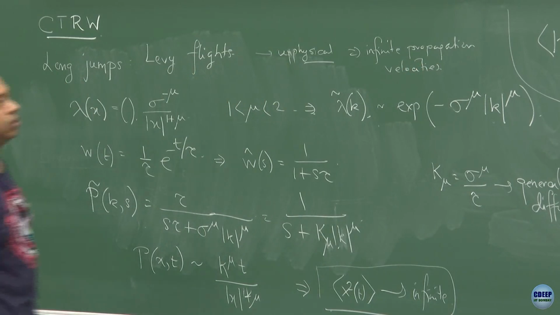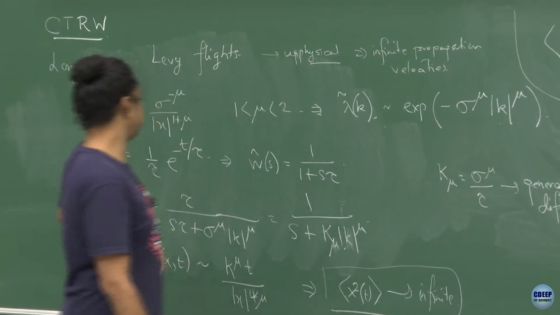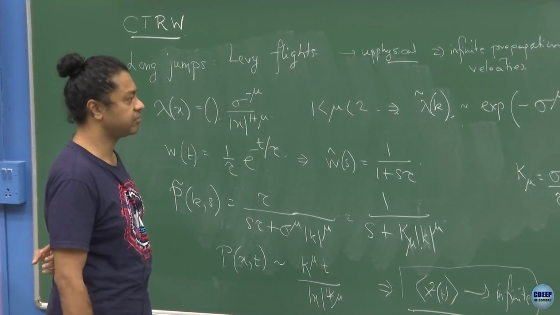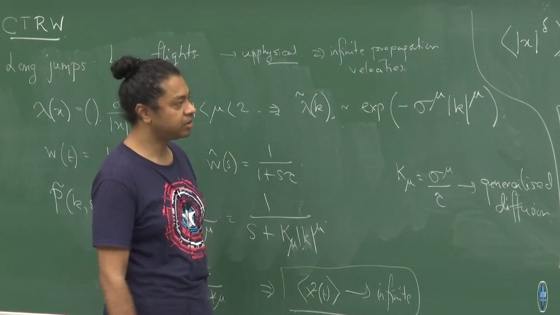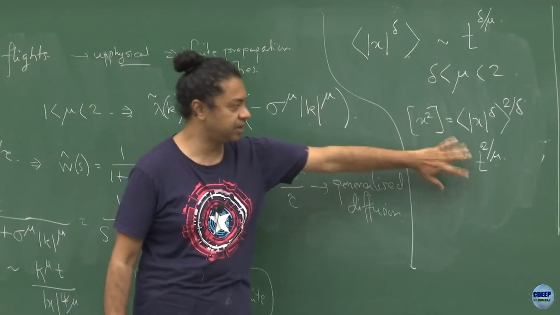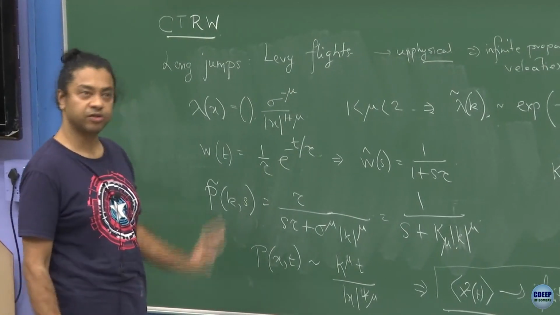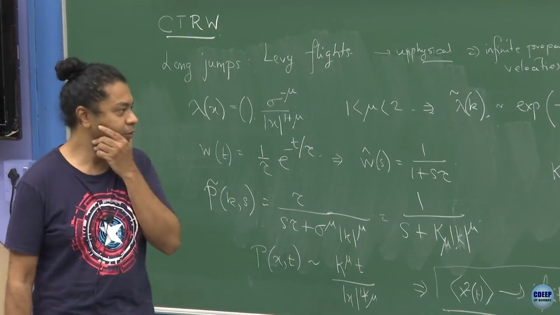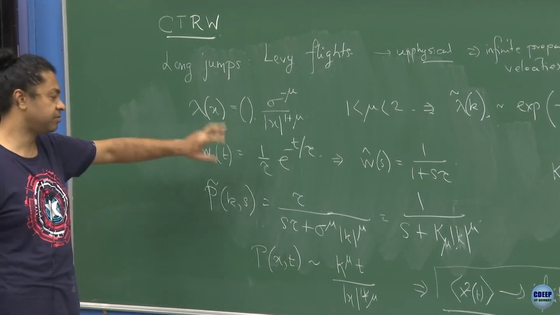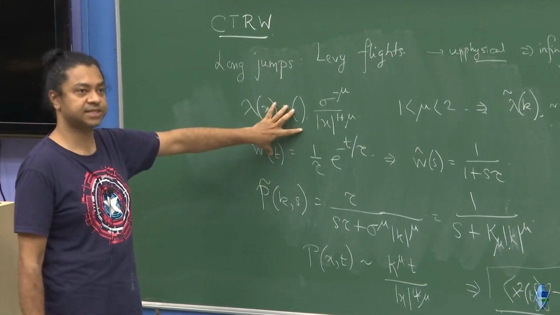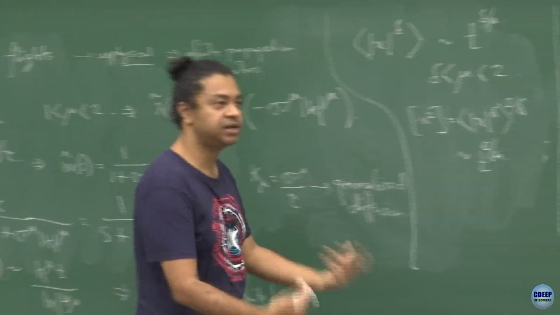So, you can do long rests, that gives you subdiffusion, but if you do long jumps and finite resting times, you get something which is not very well behaved. Some quantity behaves like superdiffusion, but the proper MSD does not. And the way people rescue it is to say that, well, I will not have instantaneous jumps, but when I make a jump, I will have some time penalty associated with it.